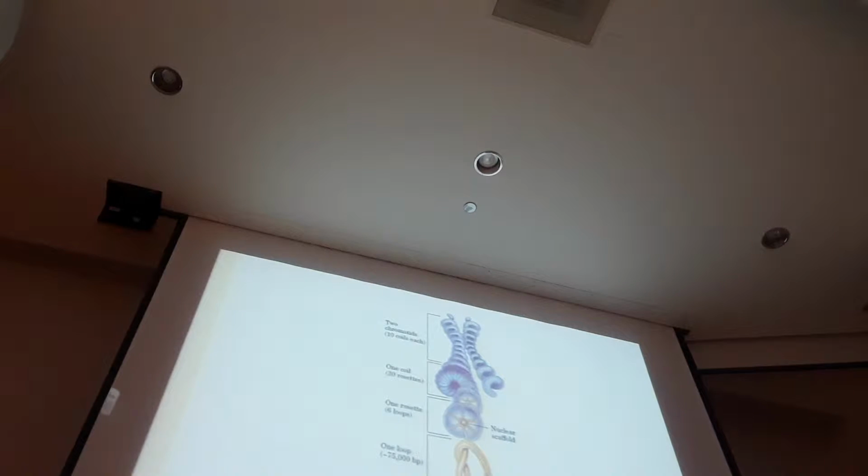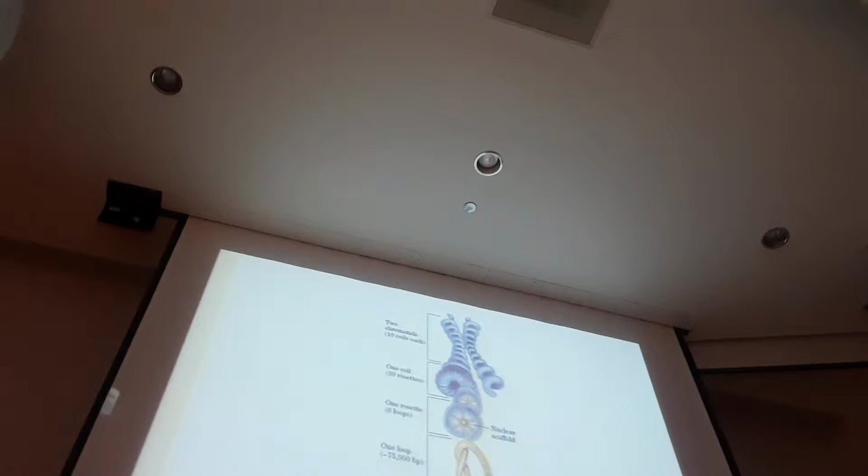It is known as 30 nanometer fibers. And then we may loop these and arrange them around some protein structures to form something that has been called rosettes, and then we could further coil these things into what we ultimately refer to as a chromatid.